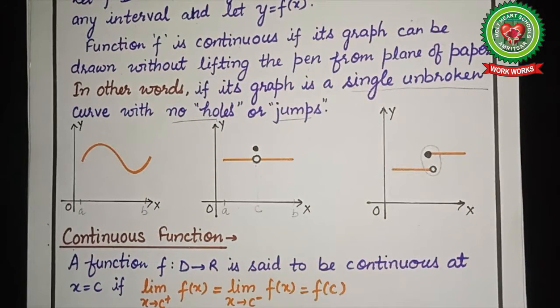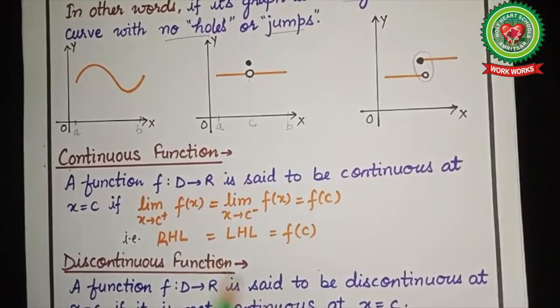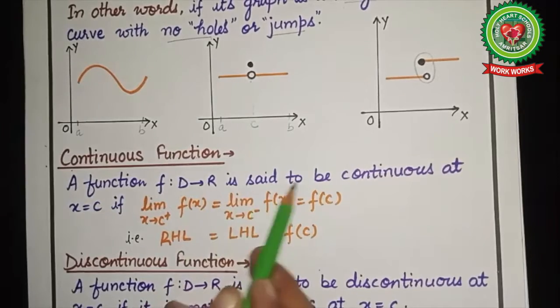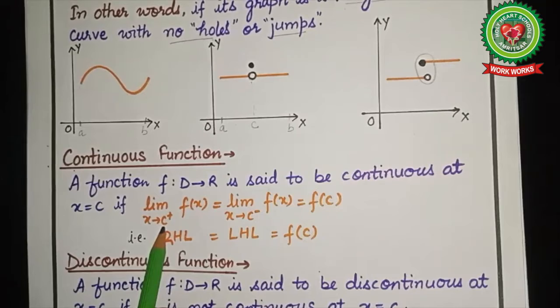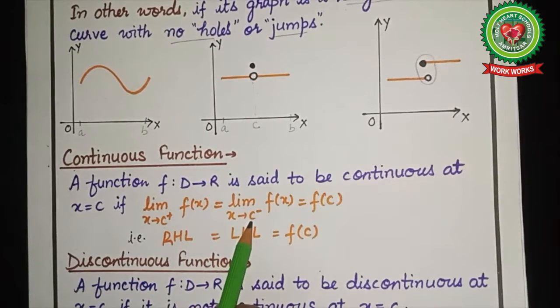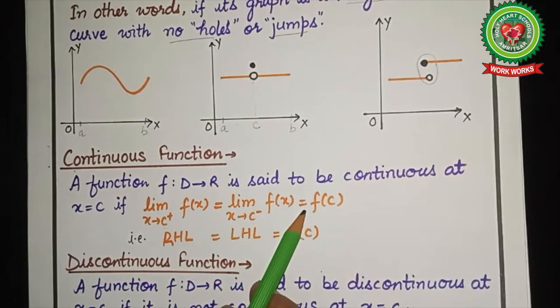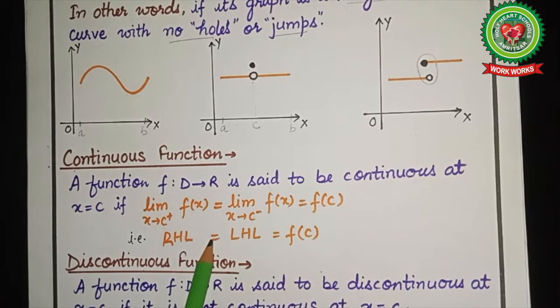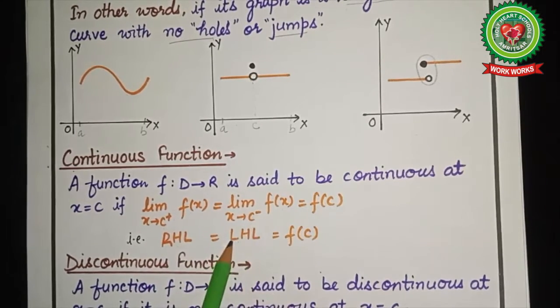Now, continuous function. Next, a function f from D to R is said to be continuous at c if limit x tending to c positive of f(x) is equal to limit x tending to c negative of f(x) is equal to f(c). This is the definition of the continuous function. In the sums, we will use the same concept. Now, this is a right hand limit. This is a left hand limit. When we have to check, c positive means right, c negative means left.